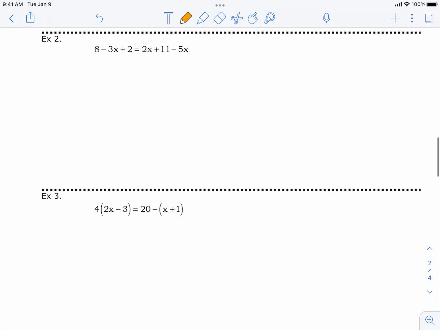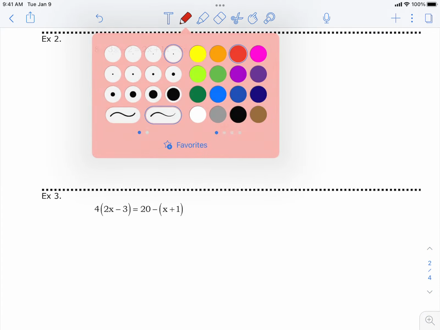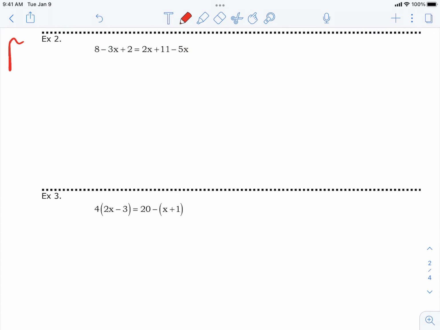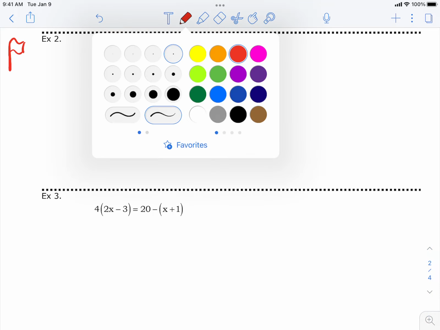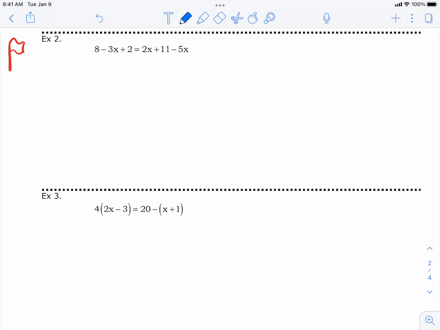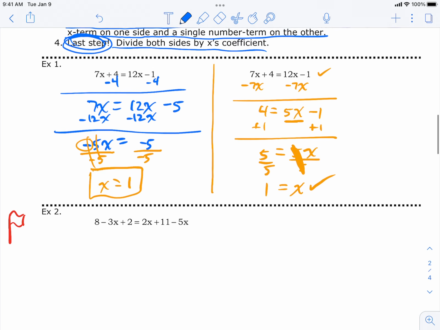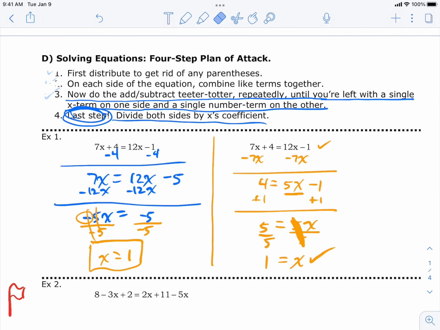All right, let's see. What do we got here? Oh, wait a minute. I think I'm remembering something. Oh, yeah, I am remembering something. This problem, you're going to want to put a flag next to it. This problem actually has some important information in it. But first, let's just do what we've been doing and follow our steps, the 4-step plan up here. So let me bring it back up so we can see it again.